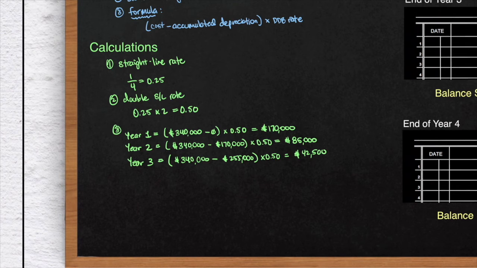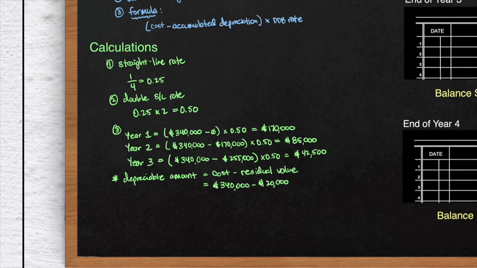This asset has a 4-year life, so always, right before the very last year, do not put it into the formula. Instead, compare what you have thus far to what you can depreciate in full. Here's what I'm talking about. Calculate the depreciable amount. The depreciable amount is the cost minus the residual value. So the original cost was $340,000 minus the residual value of $20,000. That will give you $320,000.